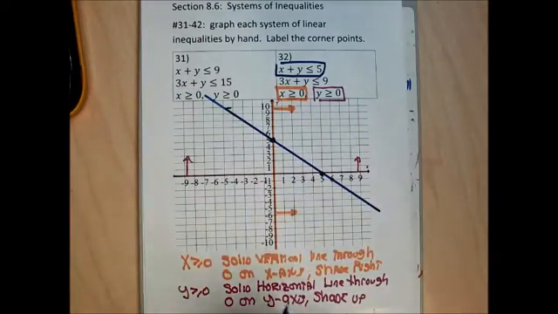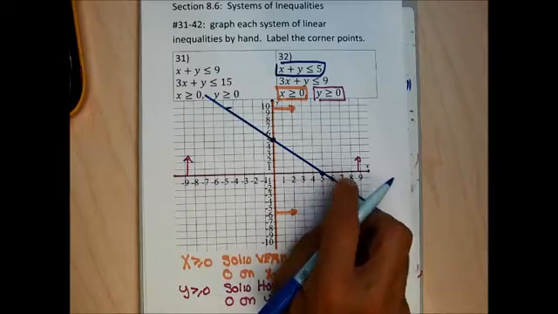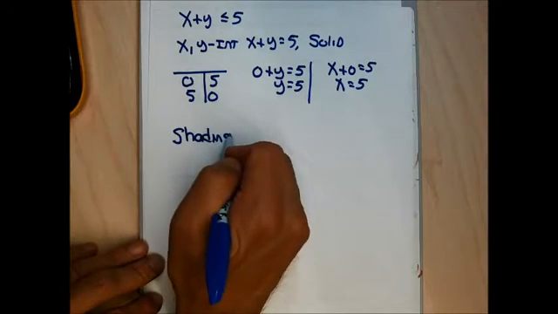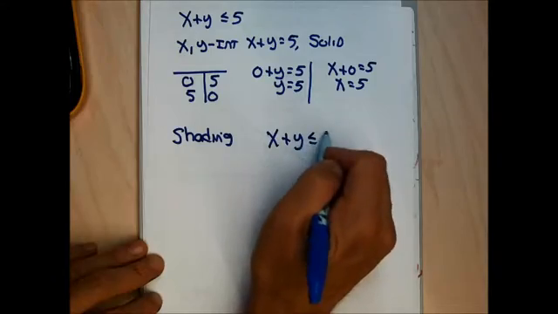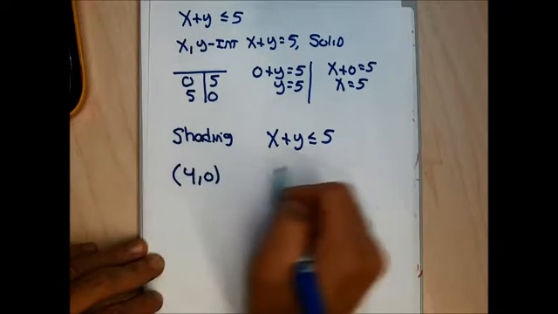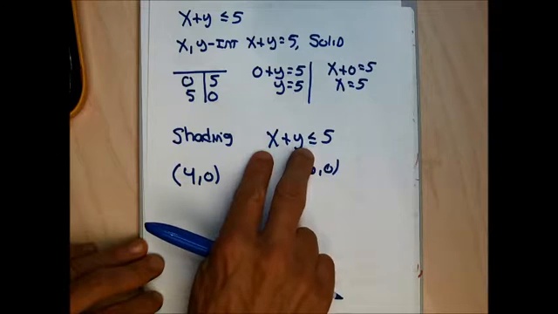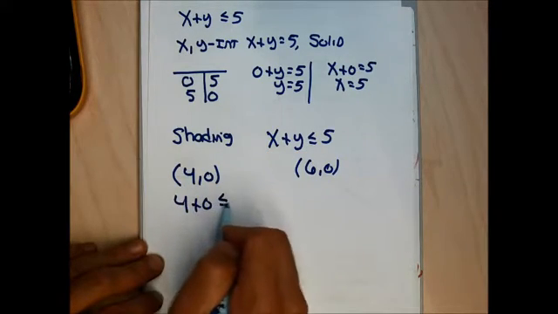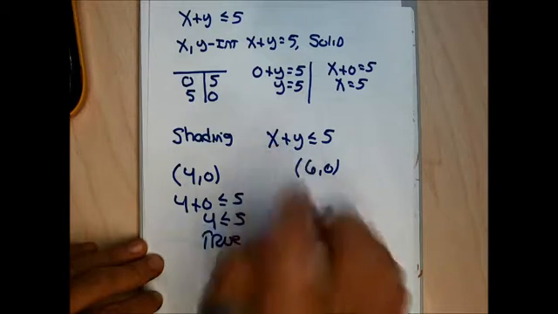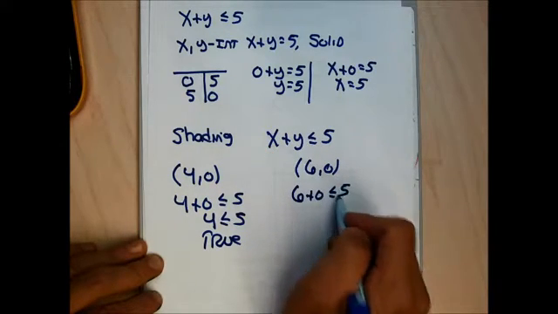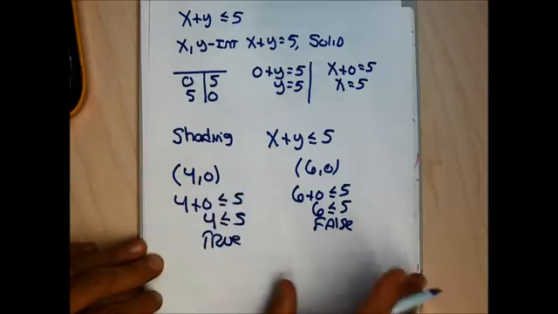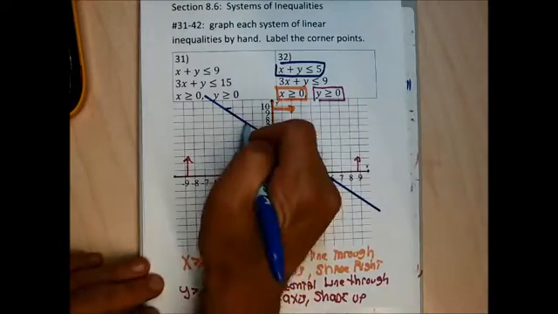And then I'm going to figure out where to shade. I'm going to try 4, 0 and 6, 0 for my shading because those are on either side of 5, 0. So for my shading, I'm going to work with x plus y is less than or equal to 5. Hopefully I had an or equal to there. Yes. And try 4, 0 and 6, 0. So plug 4 and 0 for those. I get 4 plus 0 is less than or equal to 5, which gives me 4 is smaller than 5, which is true. Plug 6 and 0 in and get 6 plus 0 is less than or equal to 5. That gives me 6 is less than or equal to 5, which is false. So this blue line needs to shade towards 4, 0.